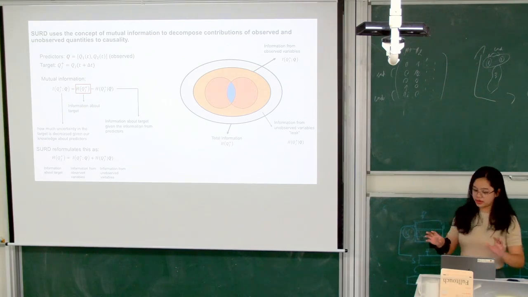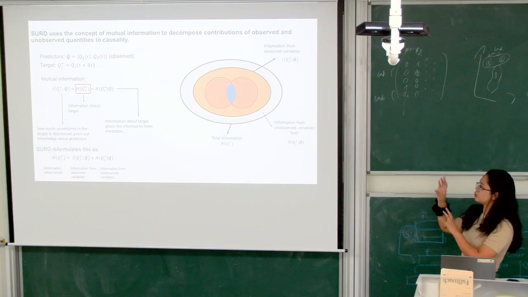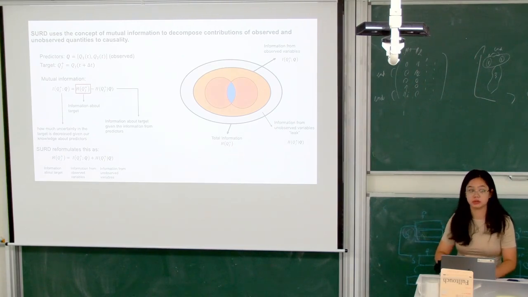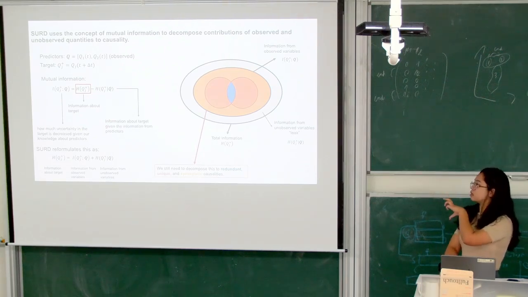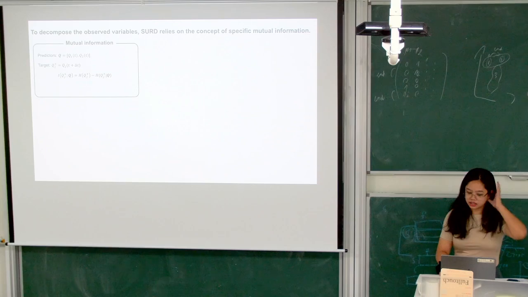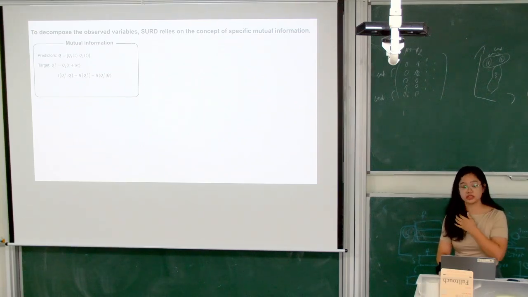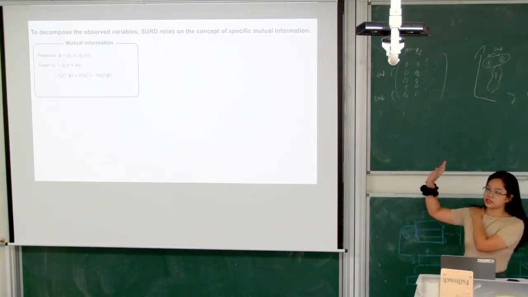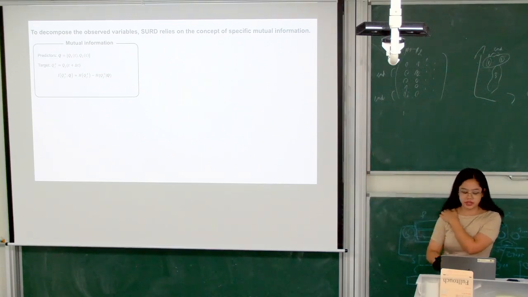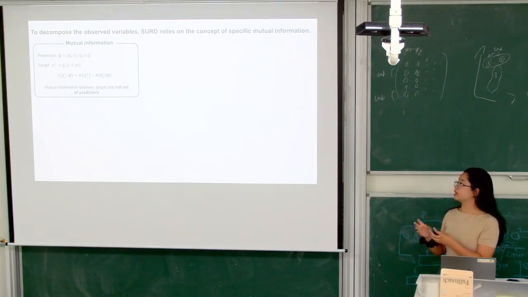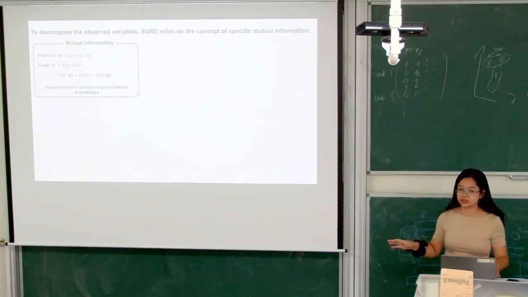Okay, so far the steps only included the decomposition between the observed and unobserved variables. So that part is done, but this thing should still be decomposed into the redundant, unique, and synergistic causalities. And this was done by using the concept of specific mutual information. So for reference, we will keep the definition of the mutual information there.